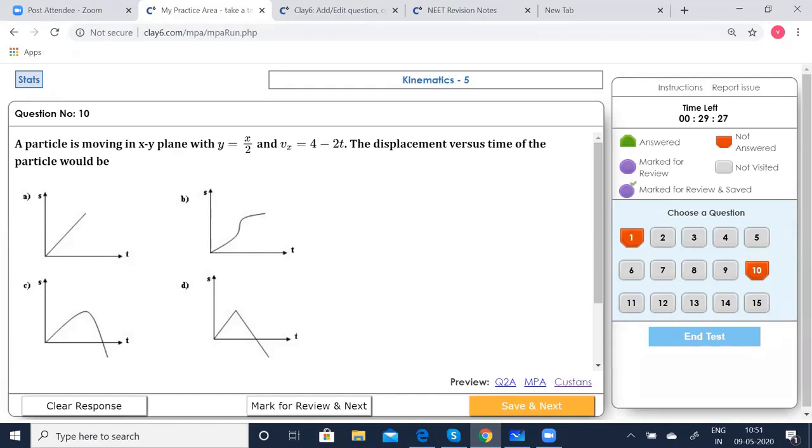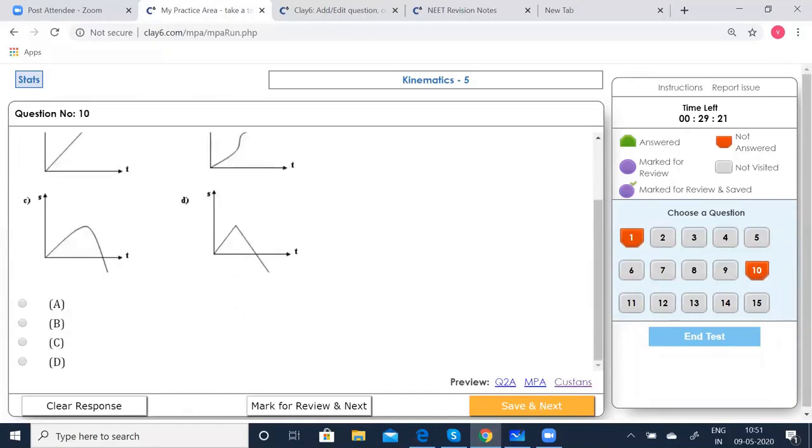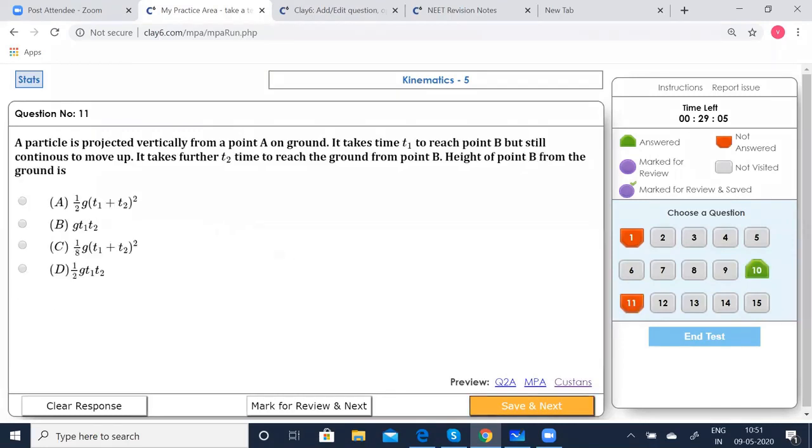At first it is getting retarded, and then it is increasing. So what should be the correct option? C should be the correct option. This is not going to be D, because it is not a linear graph. At C, it is now touching the x-axis at 0. So obviously, C should be the correct option. Save that and go to the next.